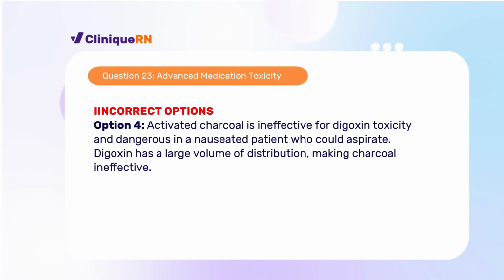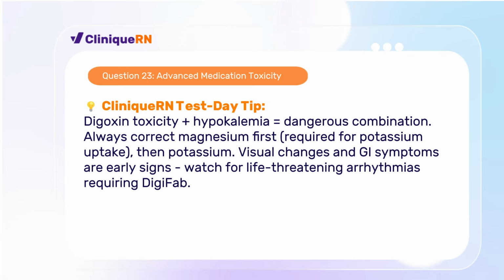Option 4. Activated charcoal is ineffective for digoxin toxicity and dangerous in a nauseated patient who could aspirate. Digoxin has a large volume of distribution, making charcoal ineffective. Clinique RN Test Day Tip. Digoxin toxicity plus hypokalemia means dangerous combination. Always correct magnesium first, required for potassium uptake, then potassium. Visual changes and GI symptoms are early signs. Watch for life-threatening arrhythmias requiring DigiFab.